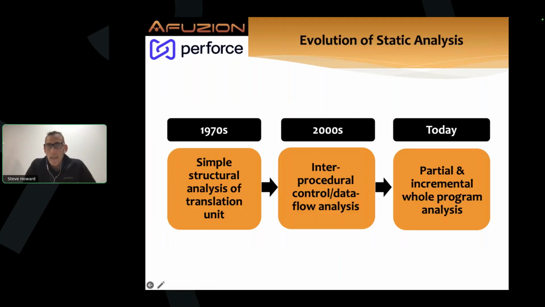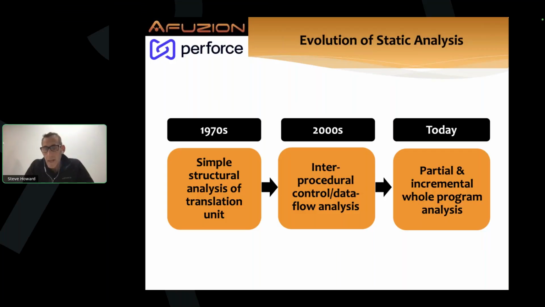Static code analysis has evolved somewhat over the last 50 years, in fact. Originally, the concept of linting arrived with us thanks to Stephen Johnson back in the very late 70s. That was a basic idea of checking for structural issues that look like mistakes, simple coding mistakes, at the level of the translation unit. But in the late 90s, early 2000s, things really started to evolve in static analysis, and it became much more than that.